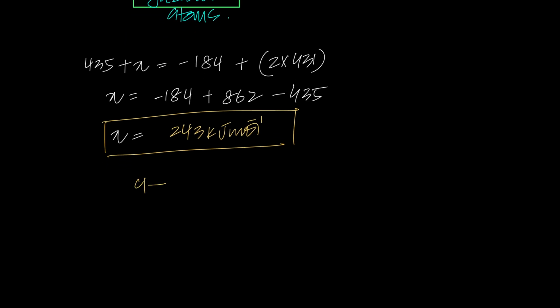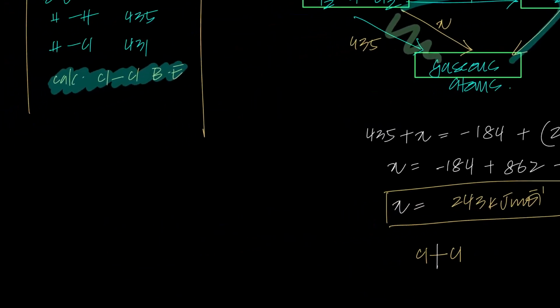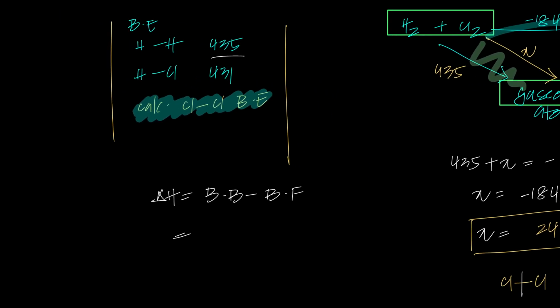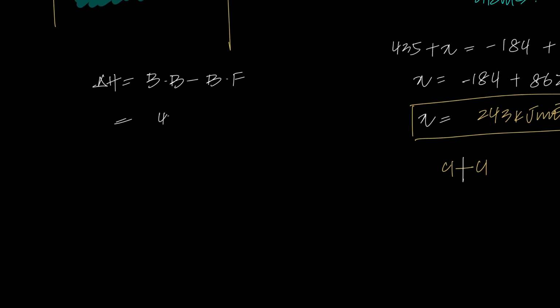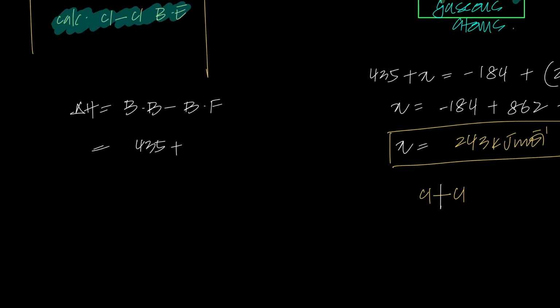See, this is the bond enthalpy for Cl bonded to Cl. And you could have also used the formula. Enthalpy change equals bonds broken minus bonds formed. What's the energy taken in to break the bond? To break the H-H bond, it's 435 plus, to break the Cl bond, I don't know. So 435 plus X.